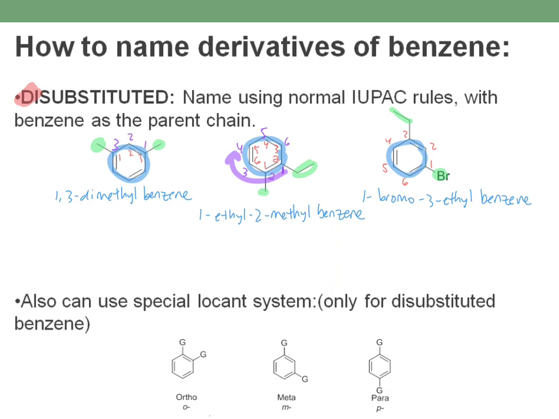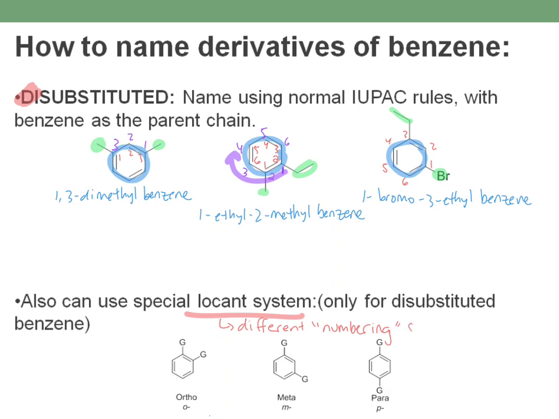Now, where it gets a little bit different is that when you have di-substituted things, you can also use a different sort of locant system, a different numbering system, right? So this is just a different numbering system. And I'll put numbering in parentheses here because we don't use numbers.